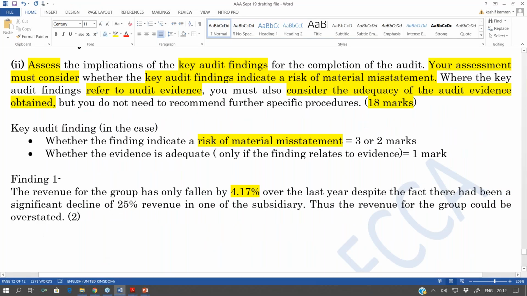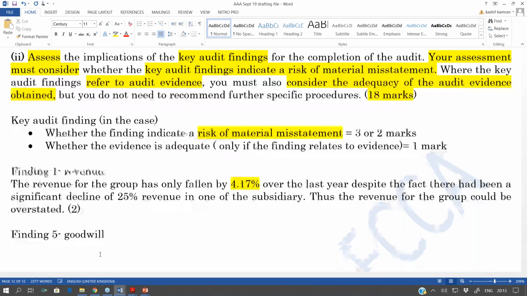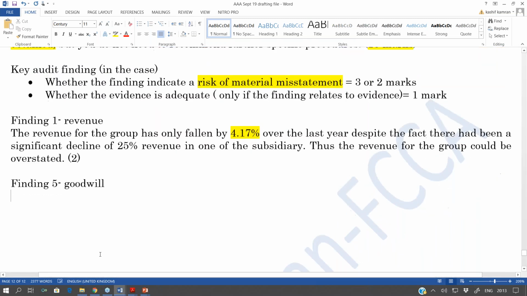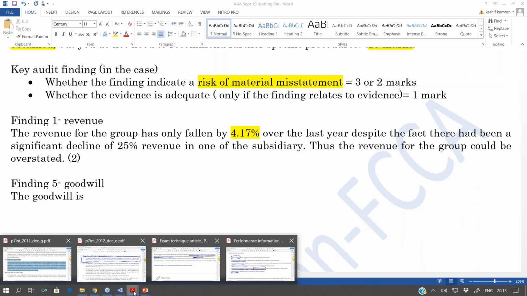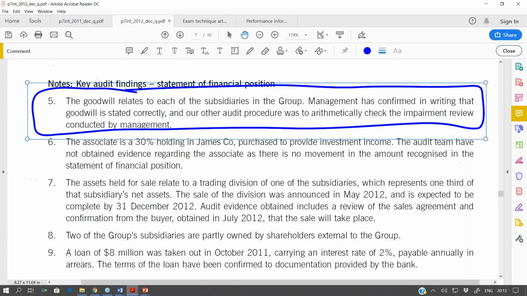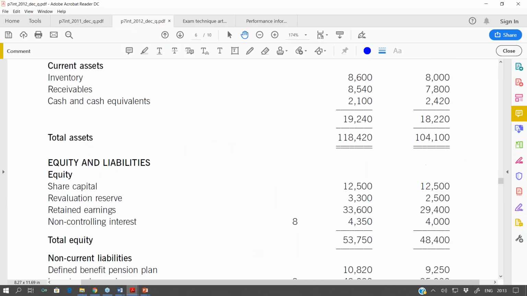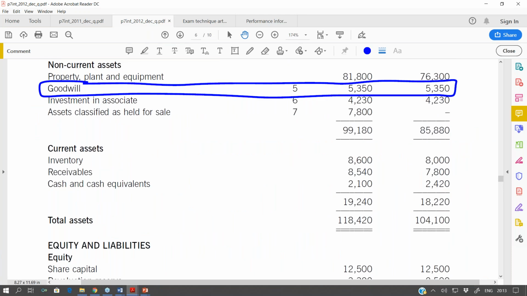Let's see how to write the answer for finding 5, which relates to goodwill, and finding 1 relates to revenue. This is exactly the way you answer the question in the exam paper. Now see how I am writing the answer. Can anyone find the percentage of goodwill materiality from the exam paper? How much was goodwill? 5350. And how much is the total assets? 118420.